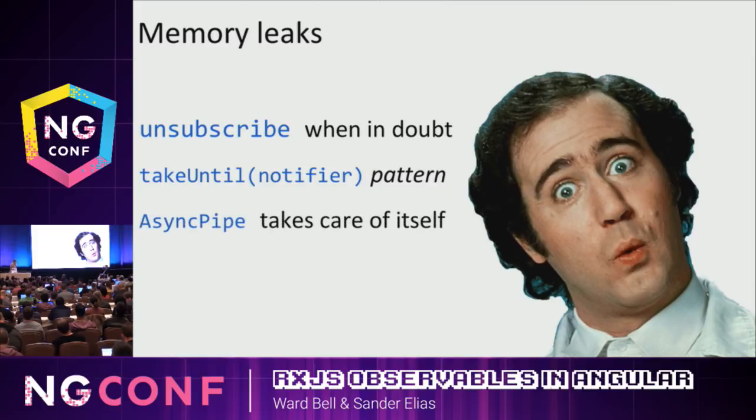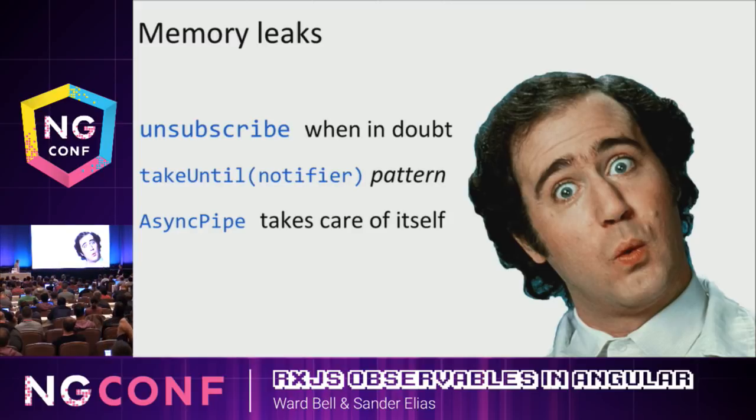I want to dig in a little bit on the doubt. The thing is, when are you in doubt? Basically, if you're not creating the thing yourself, if you get an observable from a service, you don't know if it's closing, opening, unsubscribing. You have no idea. It can do anything. So then you're in doubt and you need to unsubscribe from it. Use the takeUntil for that or any other method.